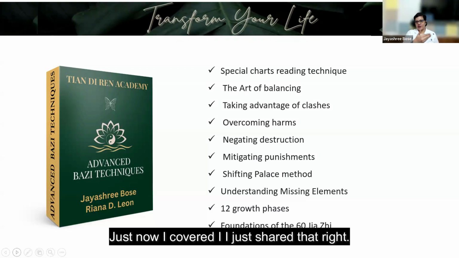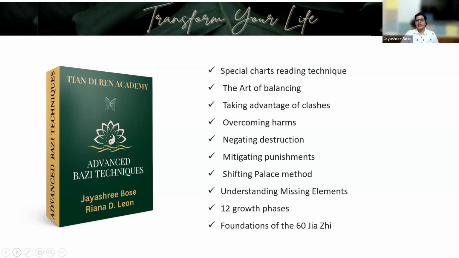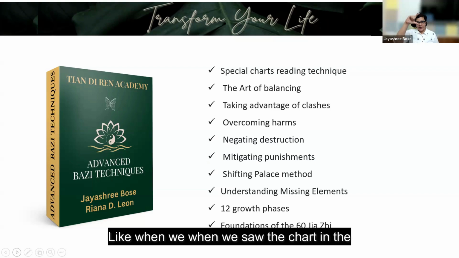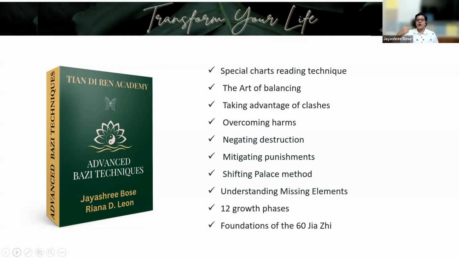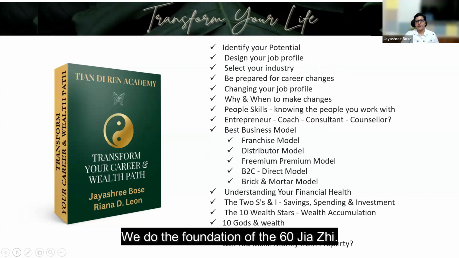Then taking advantage of the clashes. Just now I shared that, right? Everything has interactions, all the pillars. So we look into taking advantage of the clashes, overcoming harms, negating destruction, mitigating punishment, the shifting palace method, and understanding missing elements. Like when we saw the Baza chart, remember we saw two missing elements at the bottom. So you understand what they mean. Then there are the 12 growth phases. And of course, we do the foundation of the 60 Jiazi.